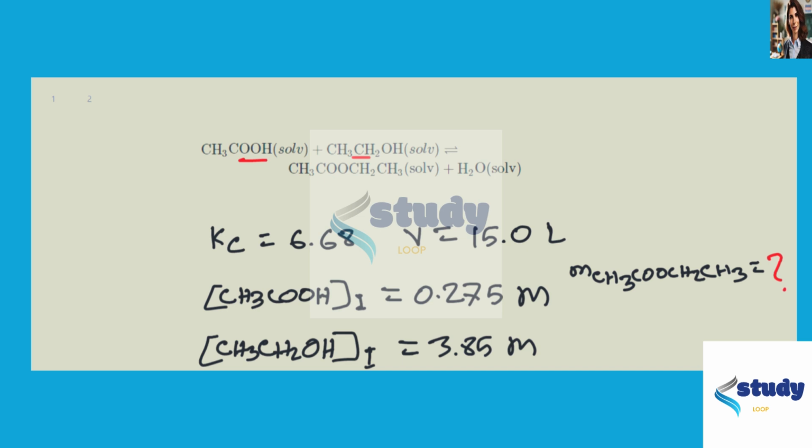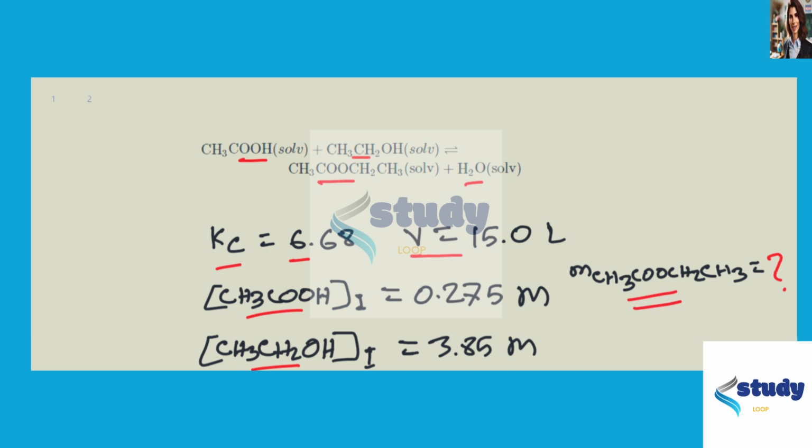So in this reaction, we are given the reaction of acetic acid with ethanol, which produces ethyl acetate and H2O. We're given the equilibrium constant value for this reaction, the volume of the reaction mixture, and the initial concentrations of both reactants, acetic acid and ethanol. We have to find the mass of ethyl acetate at equilibrium.